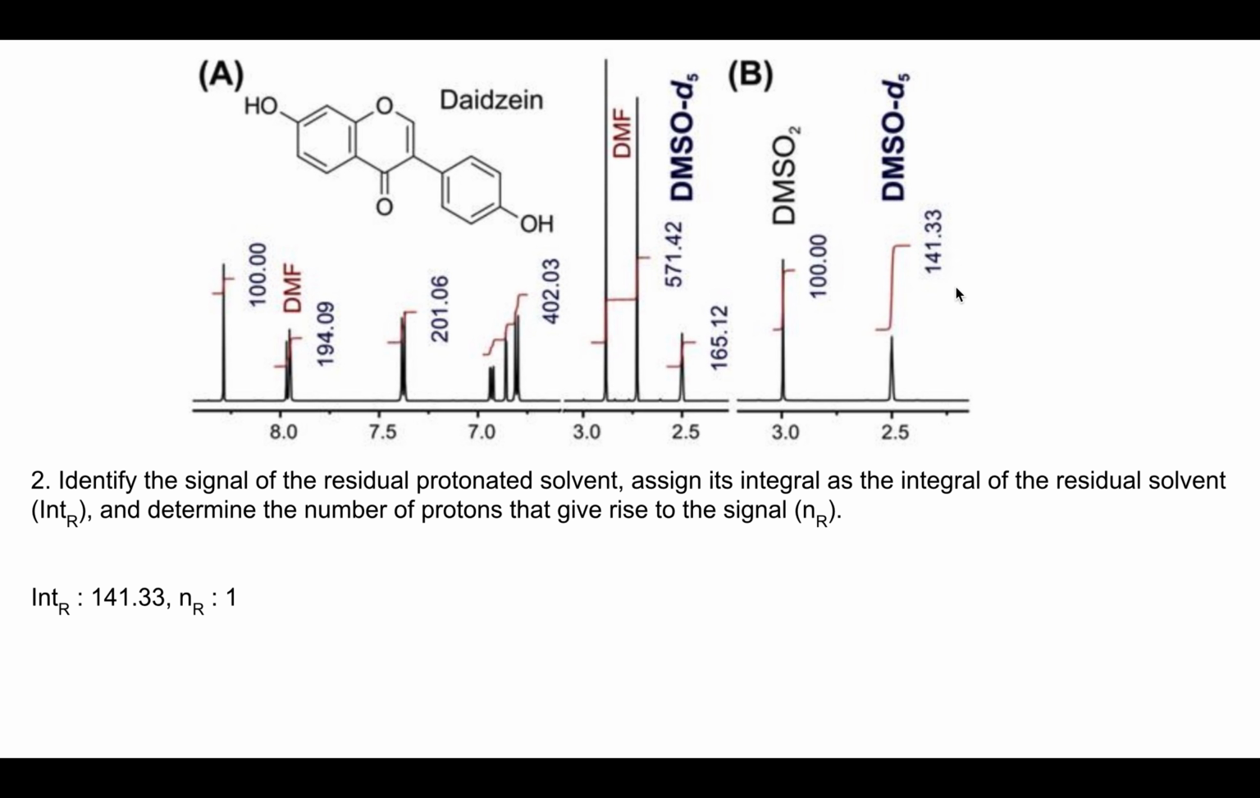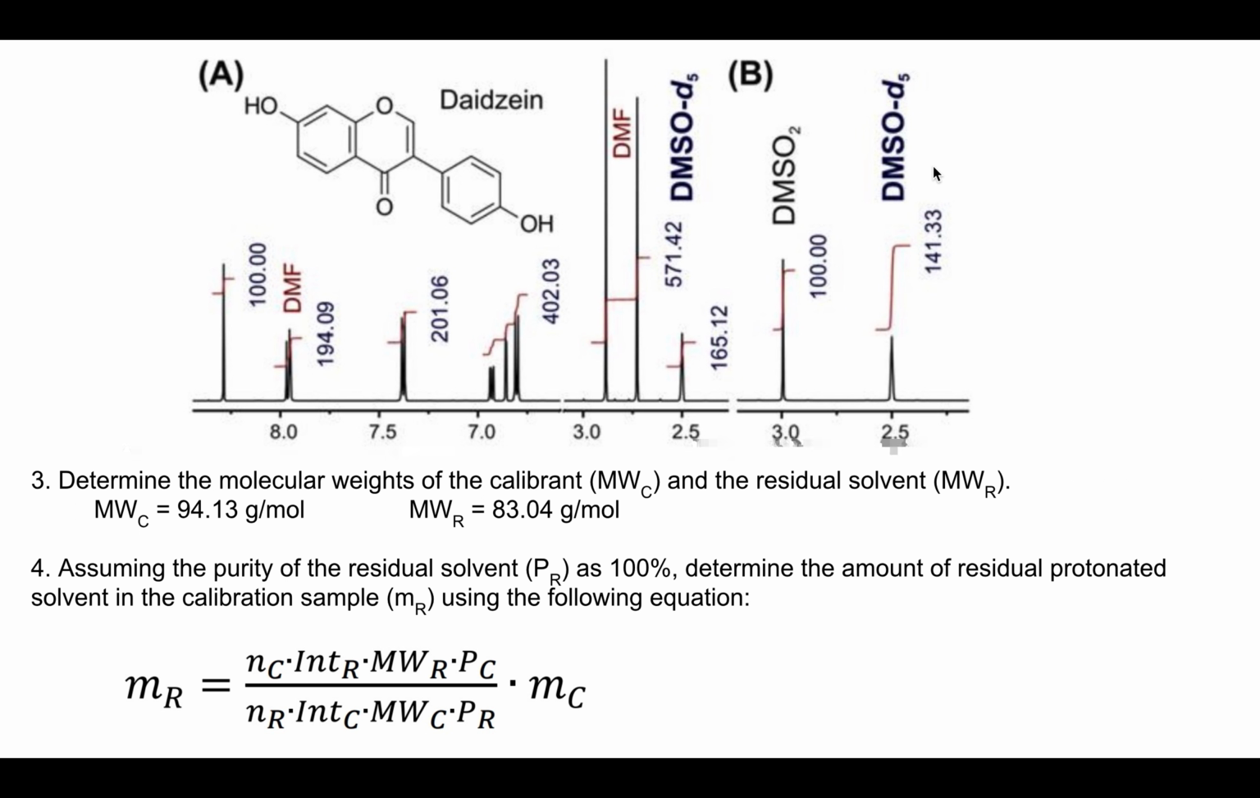141.33. And the number of protons that give rise to this signal, well, the others are deuterium atoms, and that's indicated by the D5. So that means 5 out of 6 will be deuterium atoms, meaning there's only 1 proton for this residual solvent peak. Step 3 says determine the molecular weights of the calibrant and the residual solvent. So I have listed below the respective molecular weights for each of those. And now we'll move on to step 4. Step 4 says assuming the purity of the residual solvent P sub R as 100%, determine the amount of residual protonated solvent in the calibration sample using the following equation.